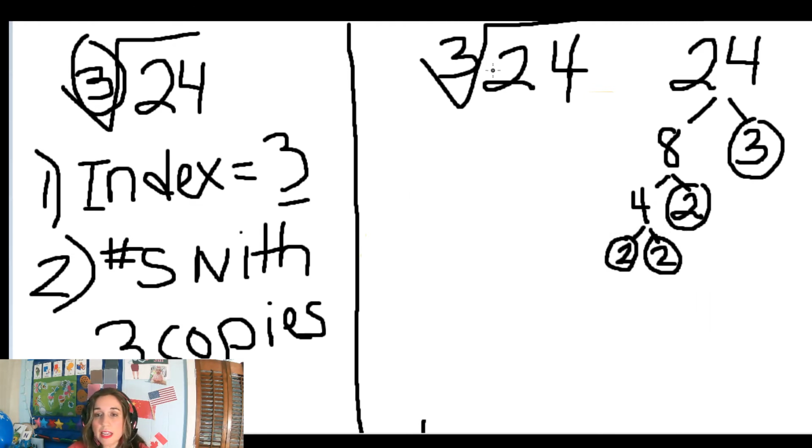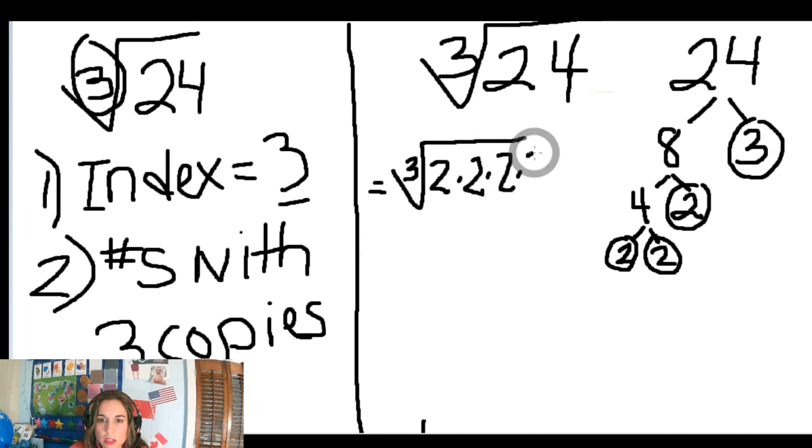So I can now say that the cube root of 24 is equal to the cube root of 2 times 2 times 2 times 3, okay? That's the same exact thing as 24. 2 times 2 times 2 times 3, that's equal to 24. So it's okay to break this down into its prime factorization. And it really helps us, as a matter of fact, because remember what we're trying to do. We have an index of 3, which means we're looking to pull out numbers that I have 3 copies of.